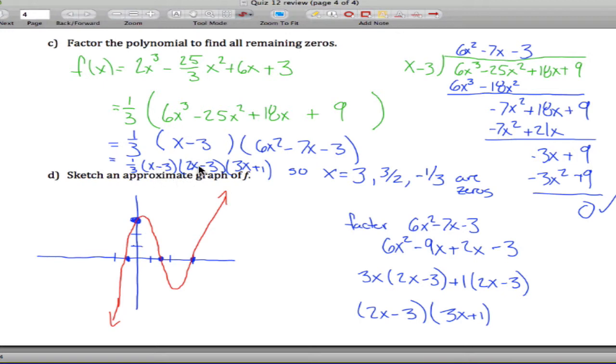If this were x minus 3 times x minus 3 times 3x plus 1, then I'd have a multiplicity of 2, which showed up twice. But I don't. These are all different. 3 roots, each with multiplicity 1. Oh, that's everything I got on polynomials.